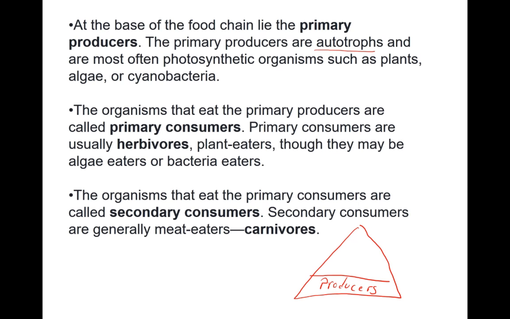The organisms that eat the primary producers are called primary consumers. Primary consumers are usually herbivores. They're plant eaters. They may be algae eaters or bacteria eaters. So that's this section right here. So these are going to be primary consumers, and they're going to be herbivores, because they're only going to eat plants.